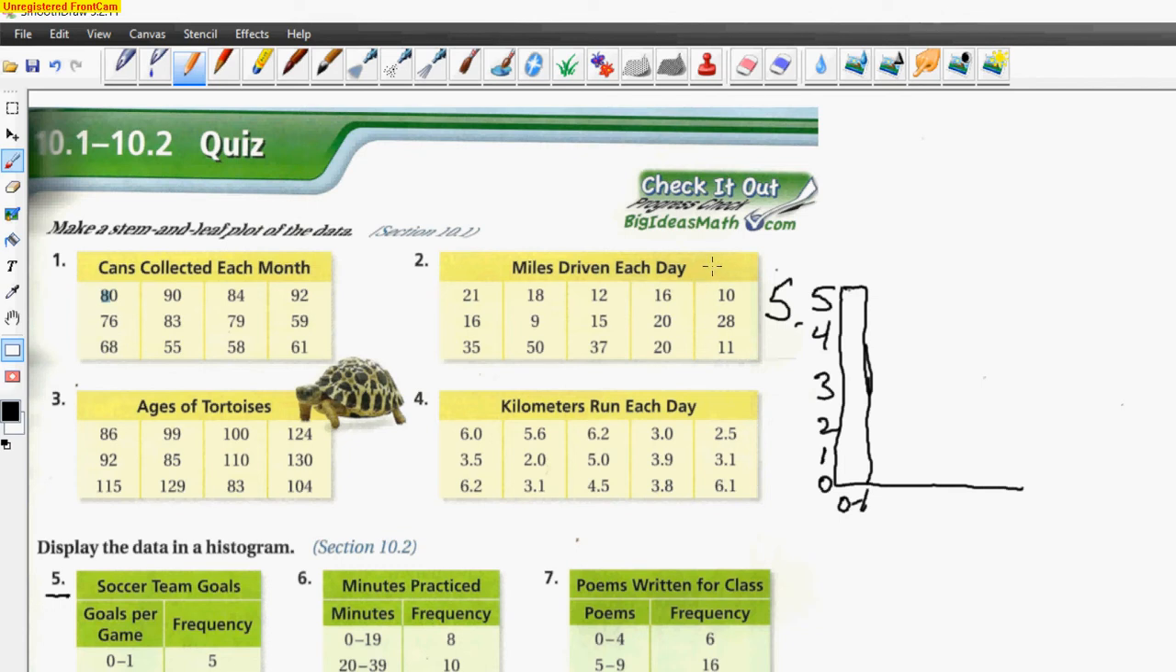Okay. Now we're doing the next one. Let's see, goals per game, and that's between 2 and 3 games, and it was 4. So I'm going to go down here, and we're talking about between 2 and 3 games. Okay, and they average 4. That was the frequency as far as that. So real good.